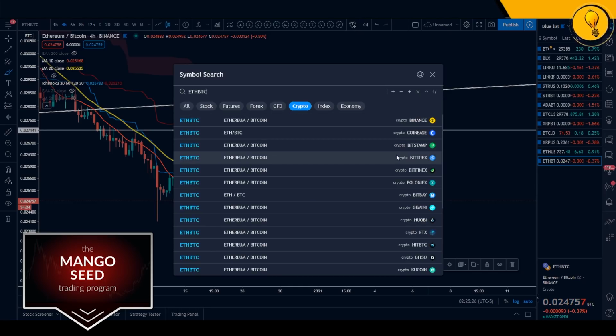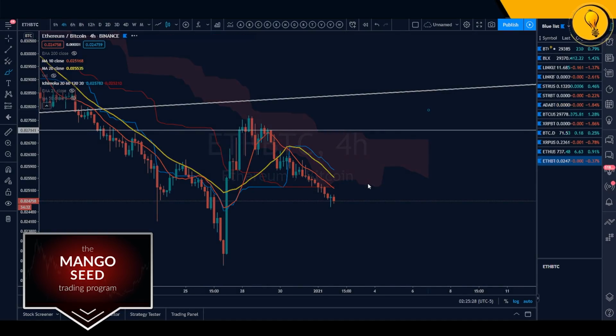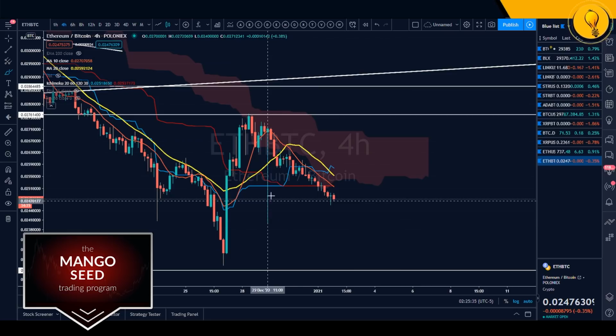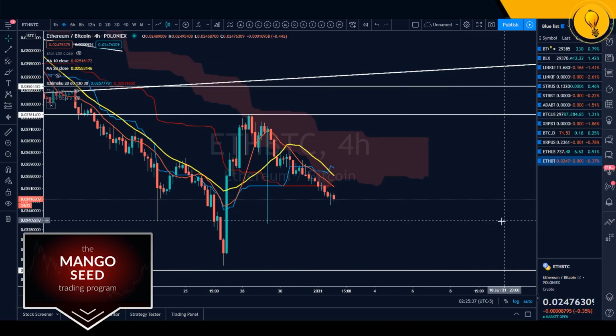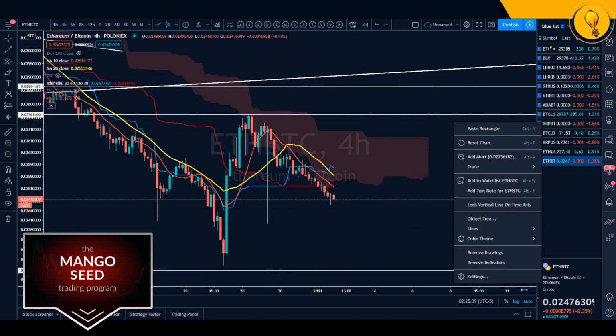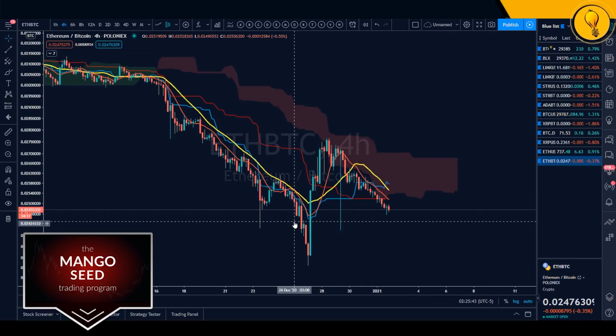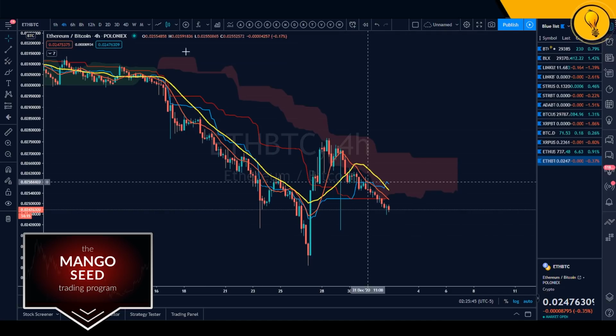I'm actually going to pull it up on Poloniex. Now I am picking Poloniex because it has more price history to it. However, you're going to find these really weird candles every now and then because of low liquidity order books. But we will ignore that for now. As far as horizontals and the overall trend is concerned, it should pretty much be the same.